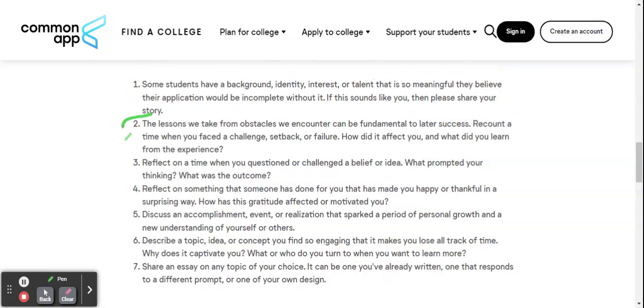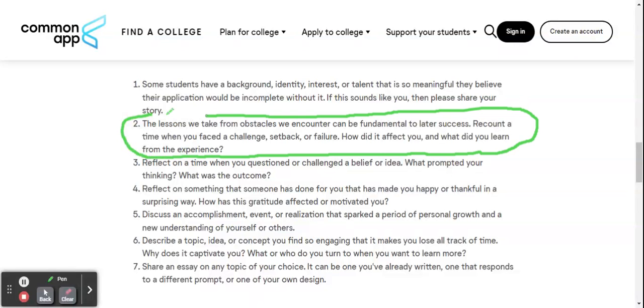So in this prompt, it says the lessons we take from obstacles we encounter can be fundamental to later success. Recount a time when you faced a challenge, setback, or failure. How did it affect you, and what did you learn from the experience?